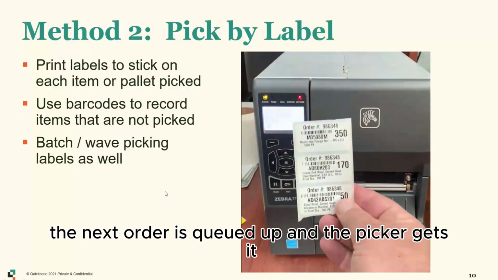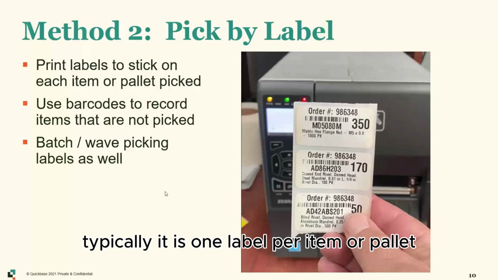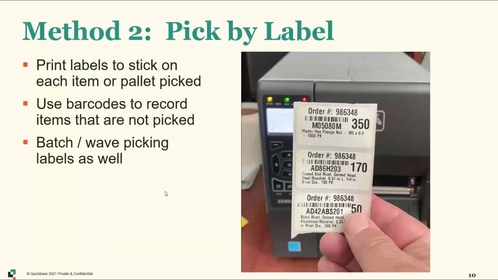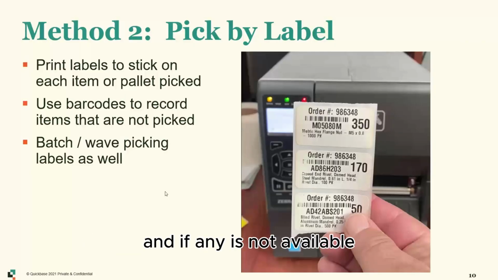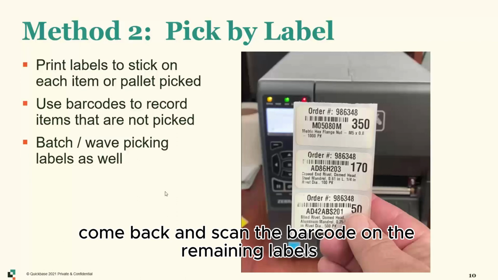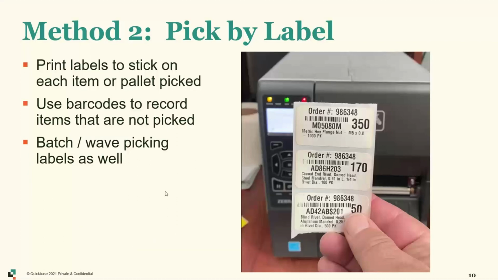Again, the next order is queued up and the picker gets it just like that. Typically, it is one label per item or pallet if you're doing pallet level picking. They can now go out and pick the order, and if any is not available, come back and scan the barcode on the remaining labels to indicate it was not picked.